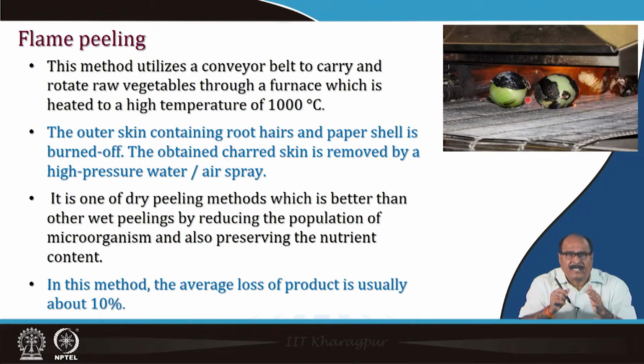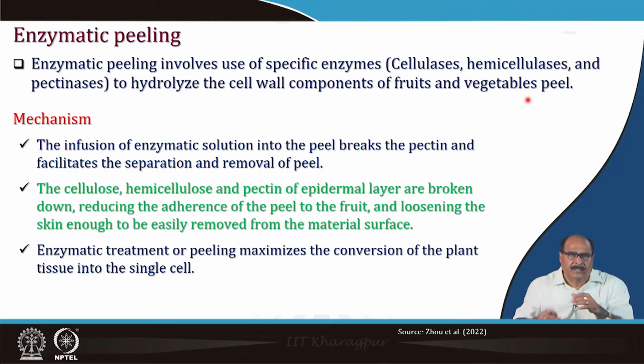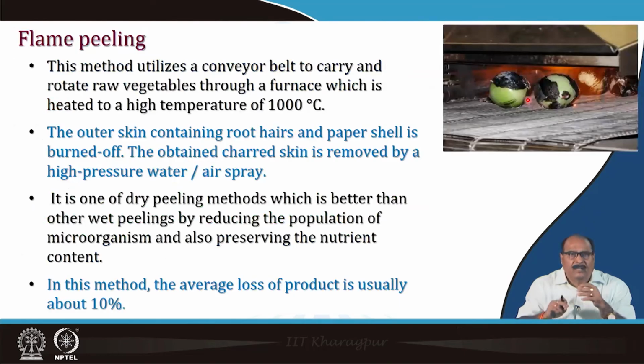The obtained charred skin is removed by a high pressure water or air spray. It is one of the dry peeling methods, which is better than the wet peeling methods, as it reduces the population of microorganisms and also preserves the nutrient content. There is less destruction of nutrient content because heat does not penetrate inside the tissue. In this method, the average loss of product is usually maybe about 10% or so, the peel, etc.